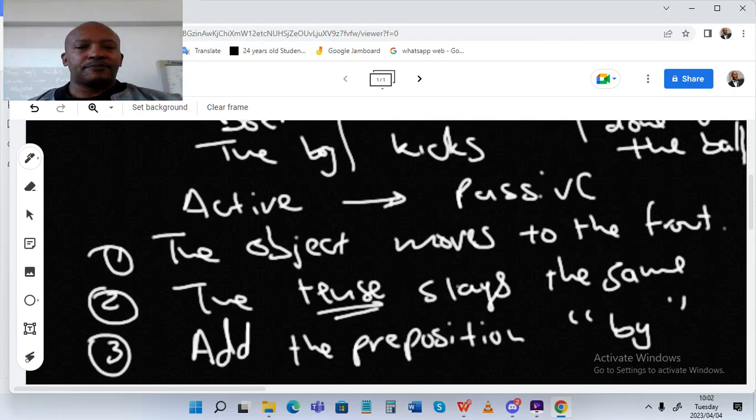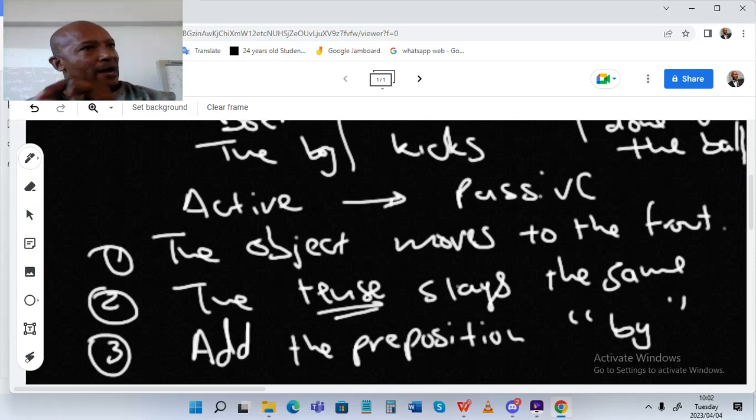So, one, the object moves to the subject position, to the front. Number two, the tense. Remember, if they said they will do it tomorrow, then when you rewrite it, that will must be in there. Future tense must still be in there. We're doing active and passive. Number three, add the preposition by.